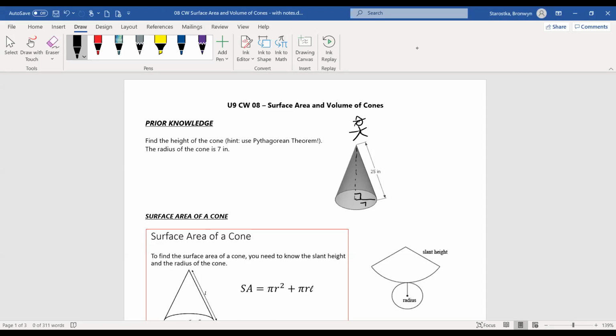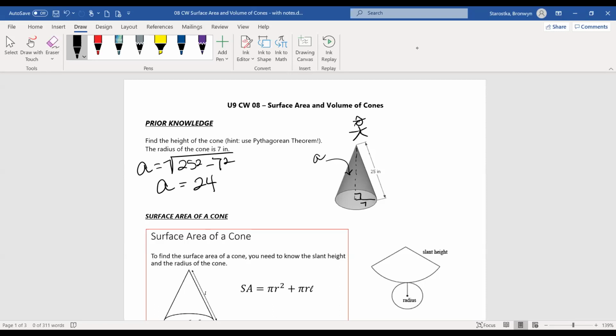So if we wanted to find A, that altitude, we just use the Pythagorean theorem. So what is that? 25 squared minus 7 squared. Plugging that in our calculator, A is exactly 24.